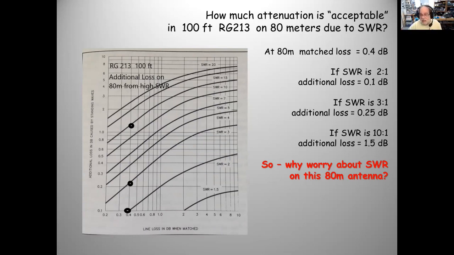So what if my SWR is 10 to 1? The additional loss from this amount of feed line, about 1.5 dB. I'm not going to even worry about that. That's a fraction of an S unit. So in other words, on 80 meters, I don't care what the SWR is, even if it's 20 to 1. The guy at the other end is never going to notice, as long as what? As long as I can fake it so my rig can deliver power to this. So on 80 meters, I'm not going to worry about SWR.